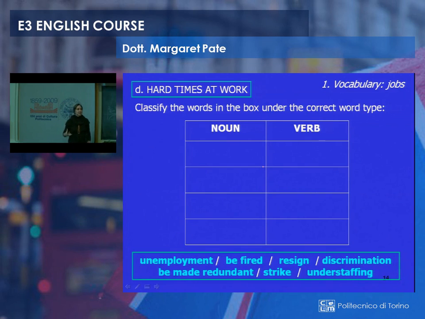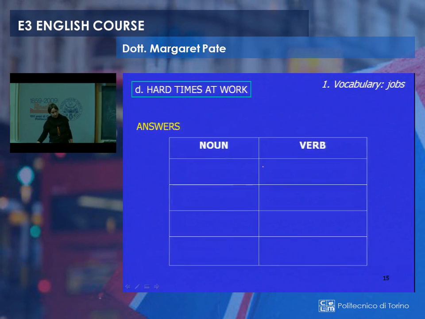Okay, understaffing can happen when a factory is trying to cut the costs of production, tell some staff to leave, and the people who remain have to work a lot more because there's not enough staff to do the job. Understaffing. There's not enough staff to do the job. Okay? Unemployment, you know already, and discrimination too.